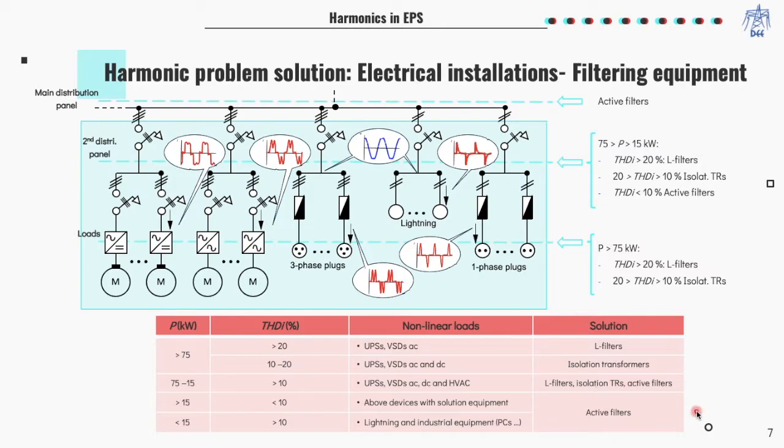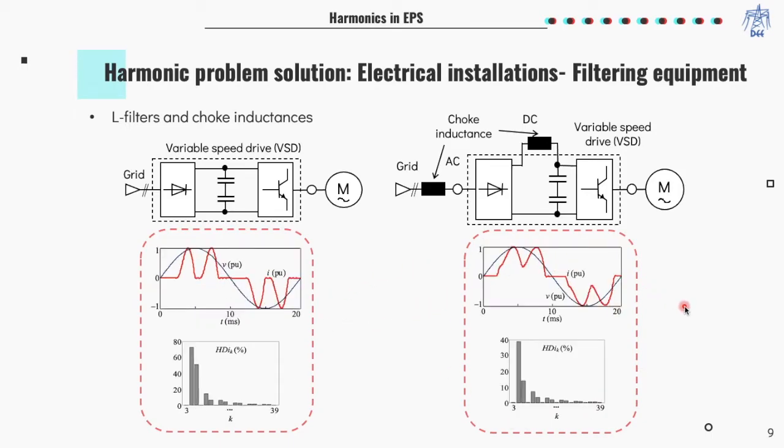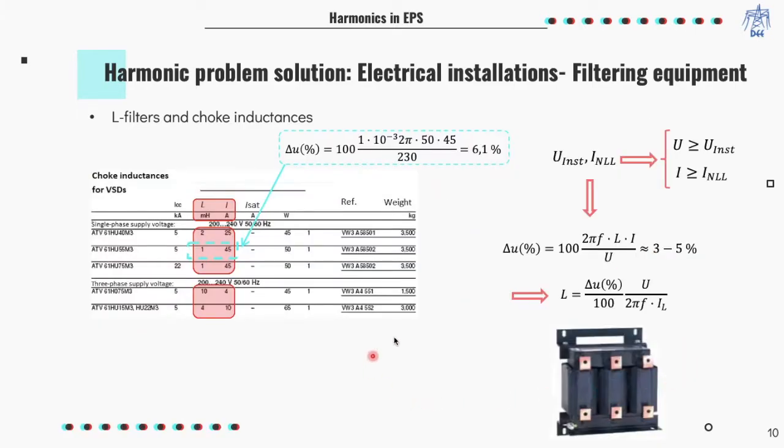panel. The following diagrams show several examples of choke inductances and how they change the original current waveform, reducing the nonlinear load harmonic spectrum. We can observe that this harmonic spectrum is reduced from high to medium values of the harmonic current. The choke inductance to be installed is selected from the manufacturer catalog by means of the rated voltage of the installation and the root mean square value of the current consumed by the nonlinear load. The voltage and the current of the choke inductance must be equal or greater than the voltage of the installation and the current consumed by the nonlinear load, respectively.